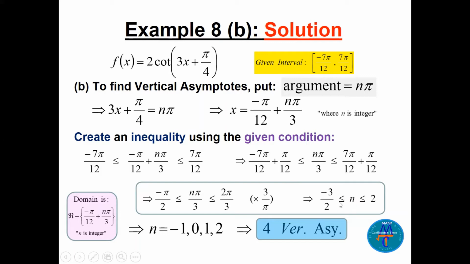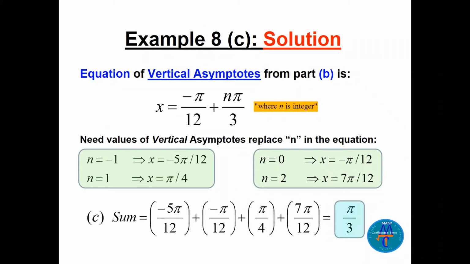And then n will be greater than or equal to minus 3 over 2, and less than or equal to 2. Let's find all the integers here. This is minus 1.5, so we go to minus 1, 0, 1, and 2, because this is already closed. If this is open, we don't take 2.